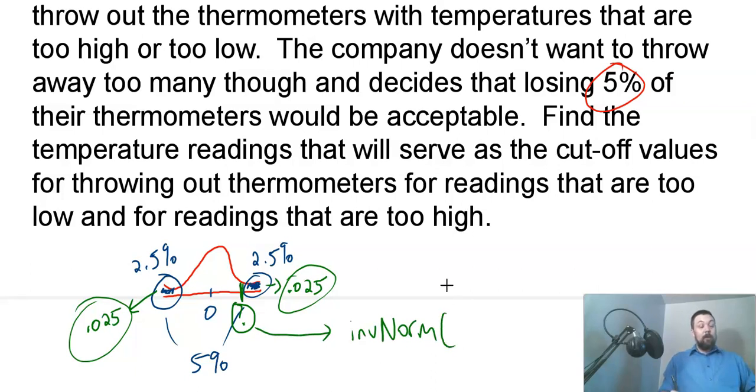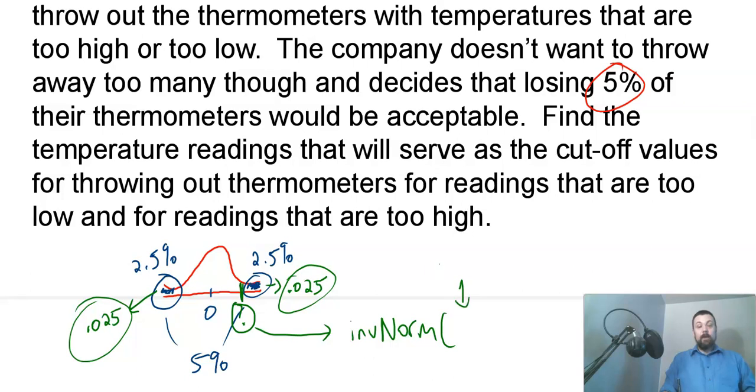Now here's where you got to be careful. On your calculator, maybe if you have a newer one, it might let you pick: is this the area to the left or the area to the right? And you can choose, and you can say it's 0.025. That's the area to the right of the number that I'm looking for. And that's fine. My calculator doesn't work that way.